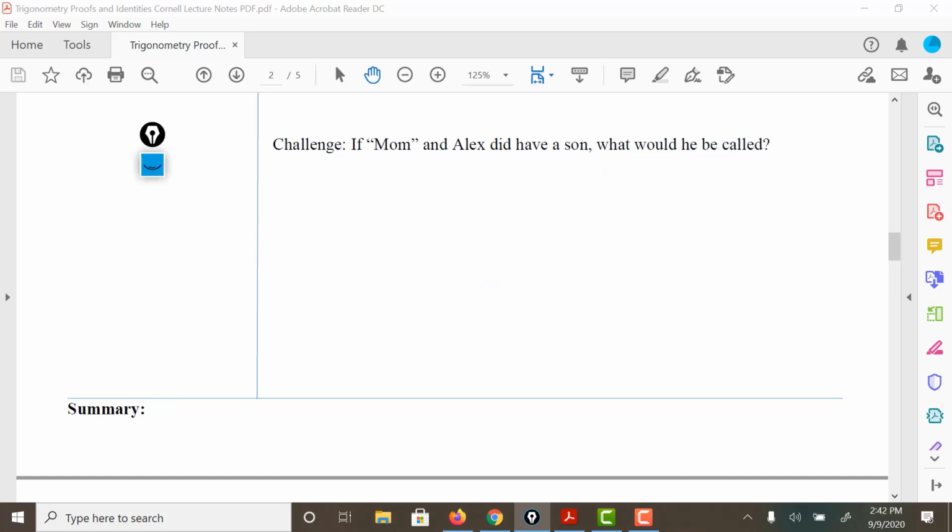For your summary, explain a good rule to follow when working with trig proofs.